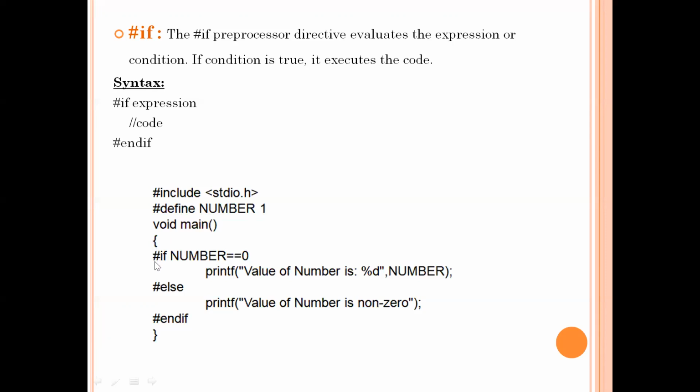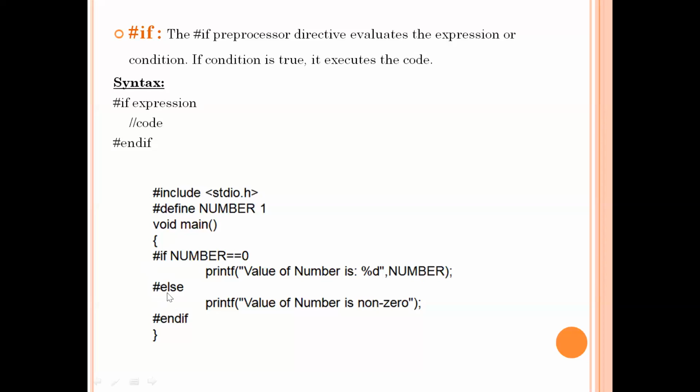Inside the main method, I am using the #if directive. For this #if directive, I am passing one expression: number equal to 0. Here, number is a macro, so the value of that macro will be replaced here. The number is 1, so it becomes 1 equal to 0. It is false, right? If that expression evaluates to false, then the if block will not be executed. So this if block will be skipped by the compiler.